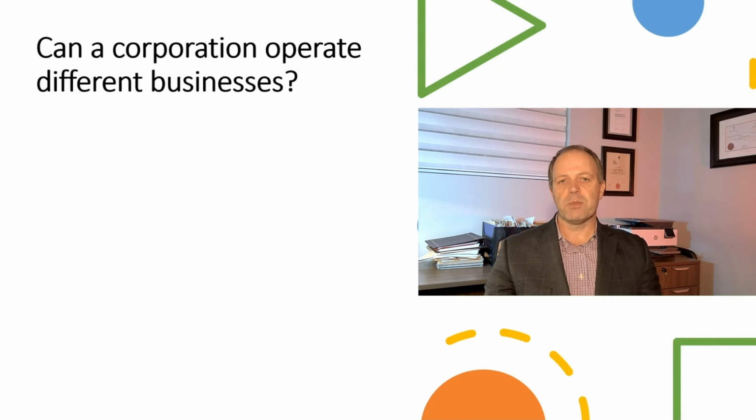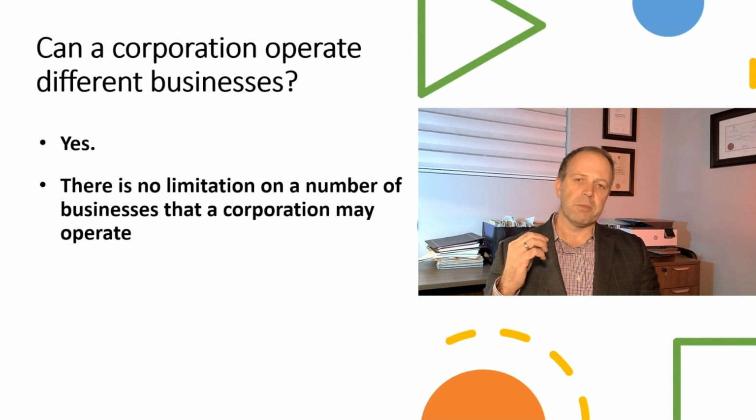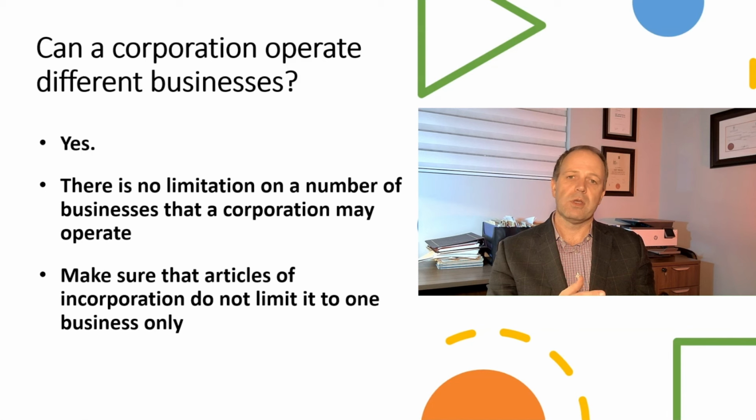Can a corporation operate different businesses? As I already said, yes. In the Business Corporations Act, in almost every jurisdiction in Canada, there's no limitation whatsoever on what a company can do. But in the articles of incorporation, when you incorporate, you can provide provisions for limitation that will limit the corporation to certain types of operations. I always suggest not to do it, but some people do. Or if you buy a corporation, make sure that the articles do not limit you from doing whatever you want to do beyond the original business operations of the corporation.